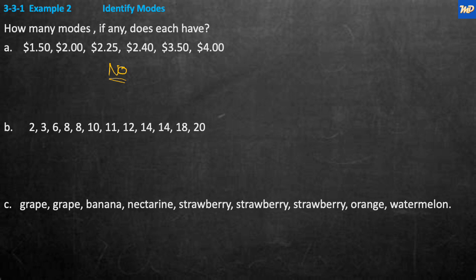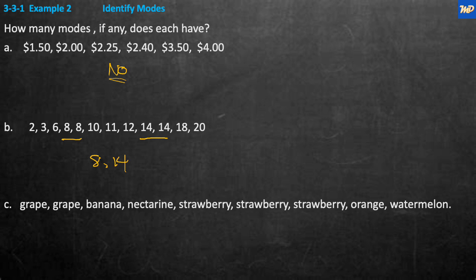So B, let's go through this. 2, 3, 6, 8, 8. Okay, let's write this down. So 8, 8 is a mode. 10, 11, 12, 14, 14. 14 and 14 are modes. They're in order, so I know there are no other modes. The modes in this problem are 8 and 14. They both occur the same number of times.